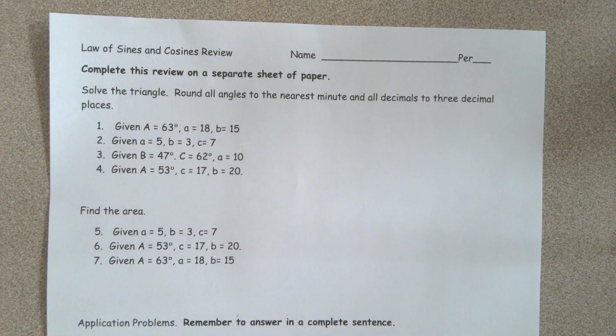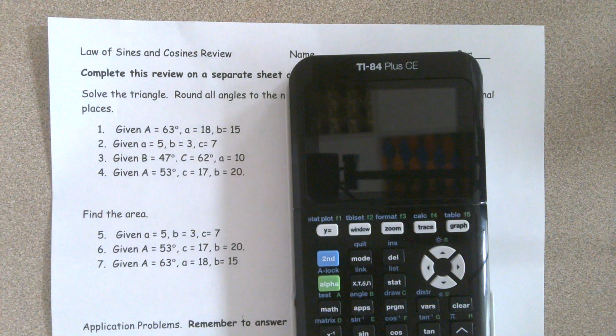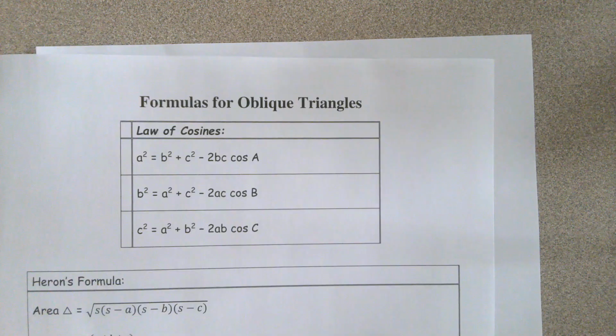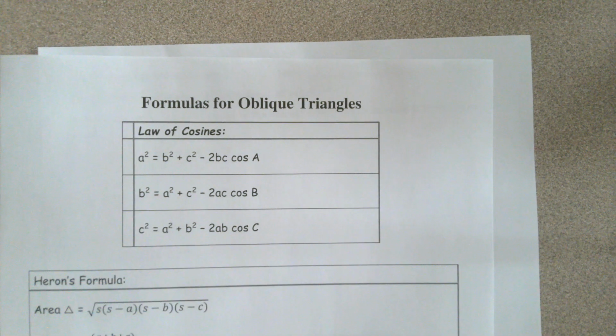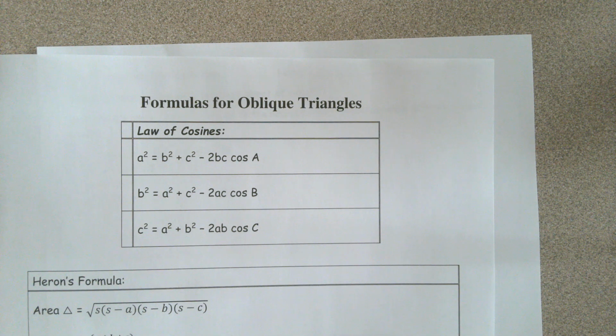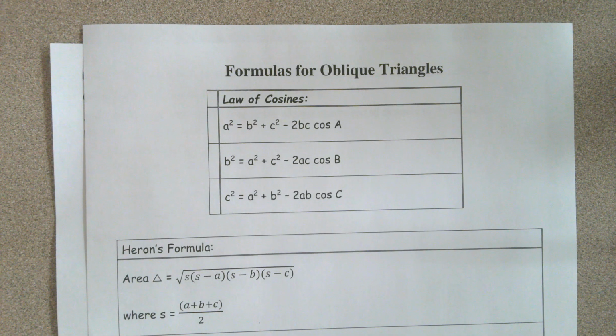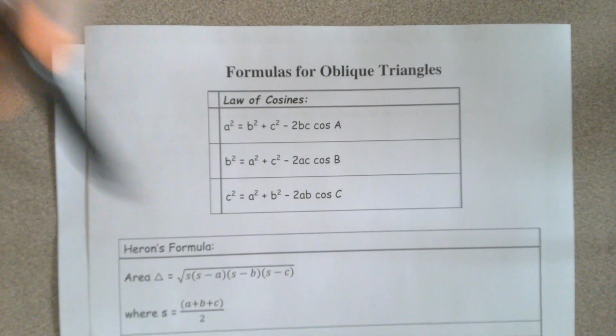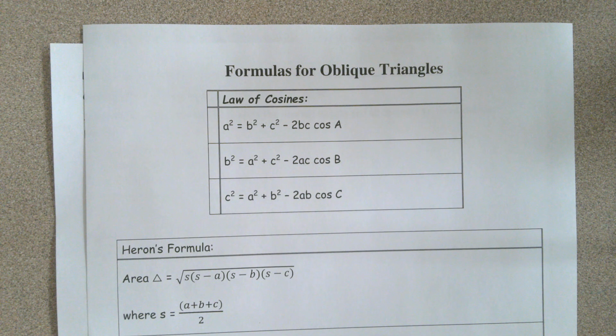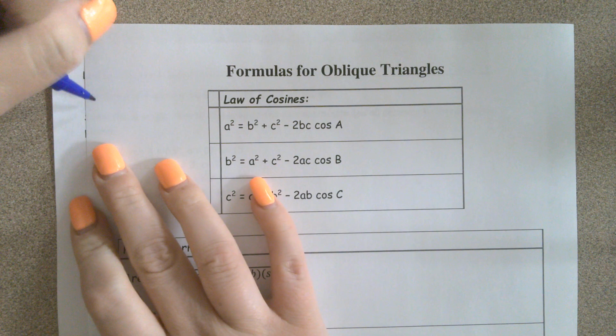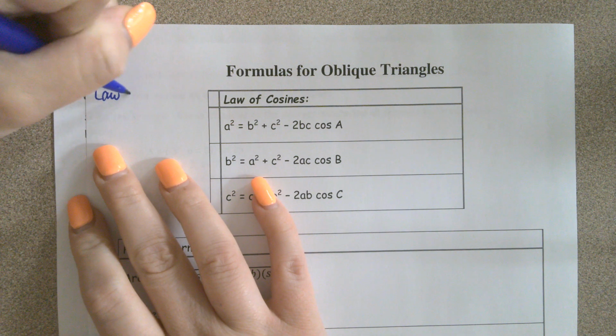Okay, for this you will need your calculator, preferably a TI-84, and a reference sheet. Now this reference sheet may or may not look like the one from class, it depends on which version we gave to you, and if it looks different, you'll notice the big difference is that this is missing the law of sines. But no biggie, we can easily add it.